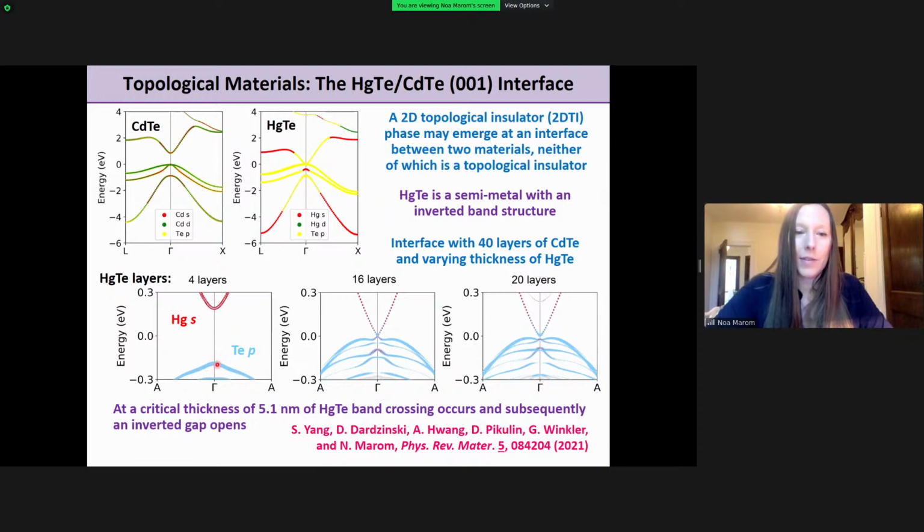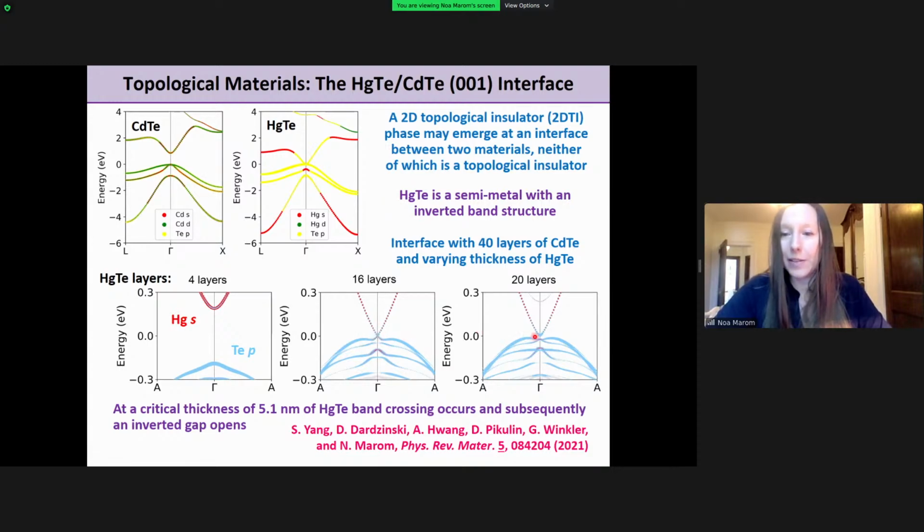And here you can see the top of the valence band is made of the tellurium P states, and the bottom of the conduction band is made of the mercury S states. And as you start adding more and more layers, eventually you get this band crossing.